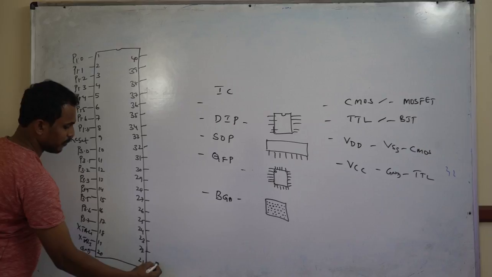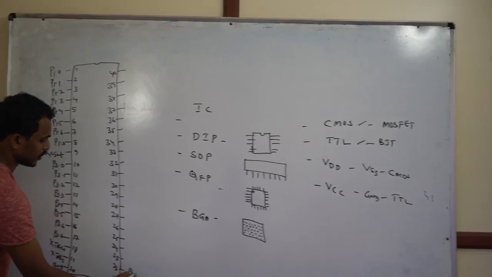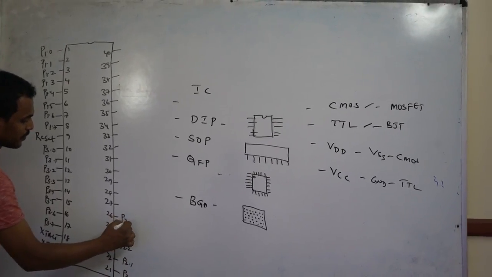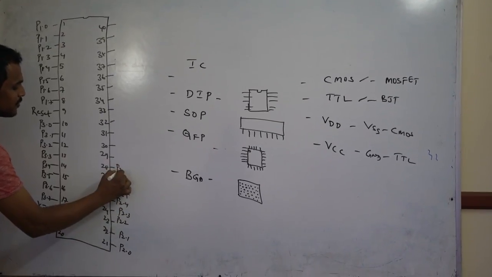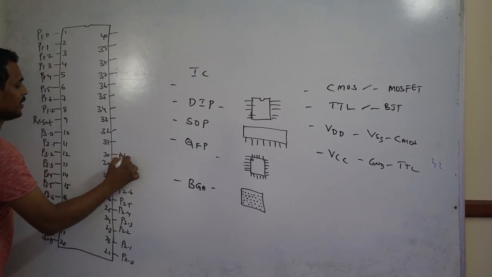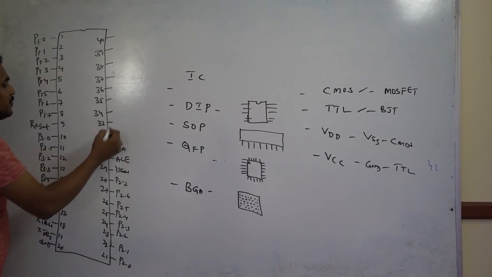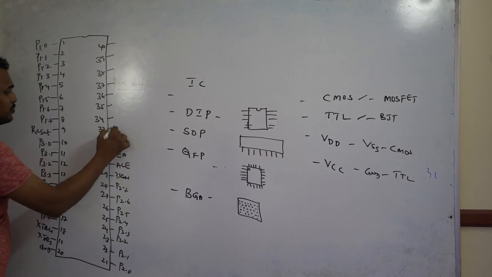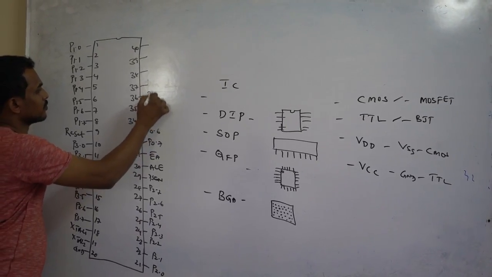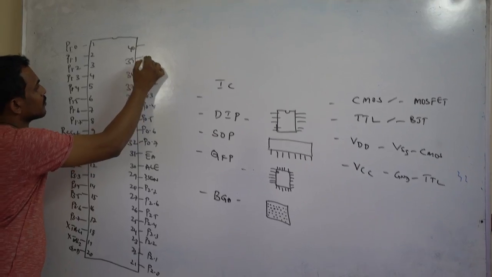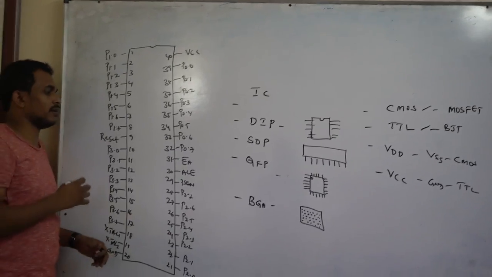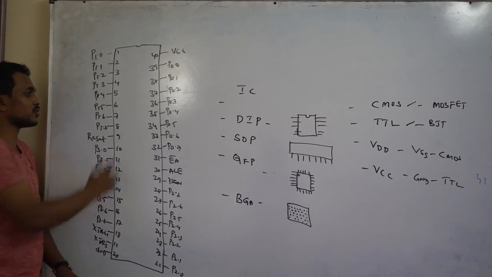On the other side you have the pins P2.0, P2.1, P2.2, P2.3, 2.4, 2.5, 2.6, 2.7, and three control lines, which are PSEN, ALE and EA. And pins 39 to 32 are related to port 0. So this is the simple, easy to remember pin diagram for your 8051 family.